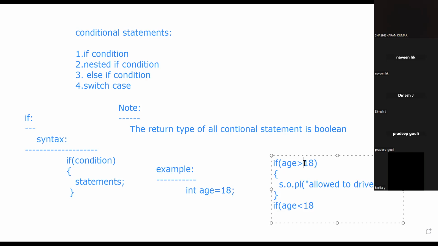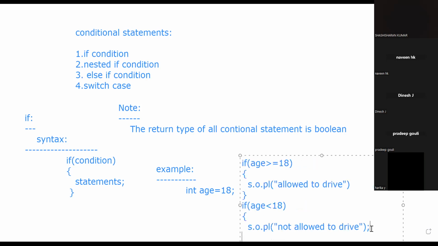I'll make it greater than or equal to 18. Then, if age is less than 18, I'll put a condition with system dot out dot println, not allowed to drive.